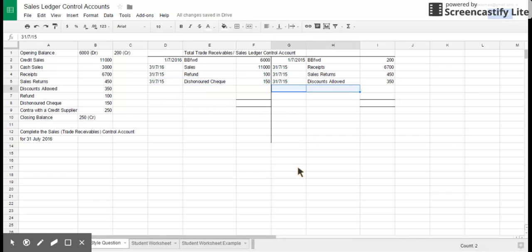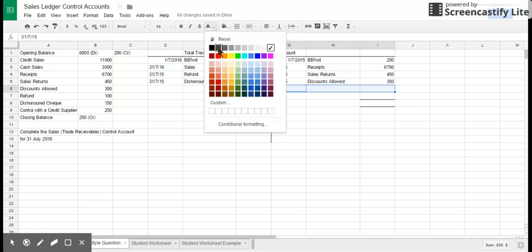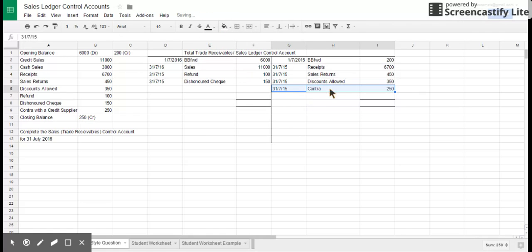Contra is a little bit of a funny one. You've come across these already when you've done cash books, so it shouldn't be a massive problem. A contra in this case is where we've got a customer who's also a supplier, and instead of us paying a cheque to him and him paying a cheque to us, we're going to write off some of that debt, and he'll write off some of the debt in the purchase ledger control account. So again, there are two entries in the same ledger, in different accounts: the purchase ledger control account and the sales ledger control account.